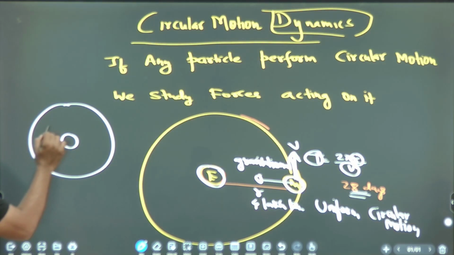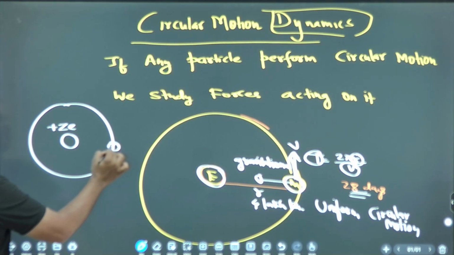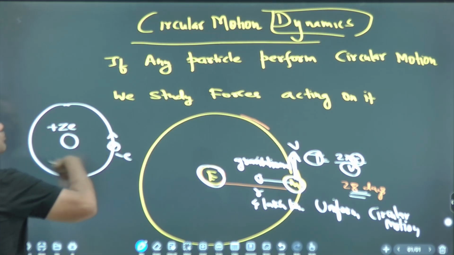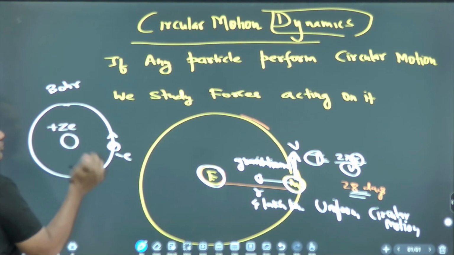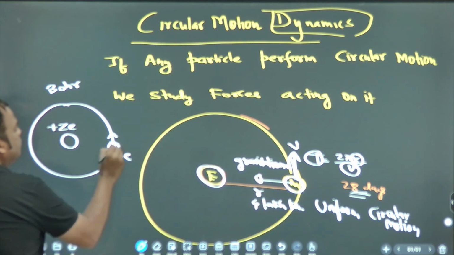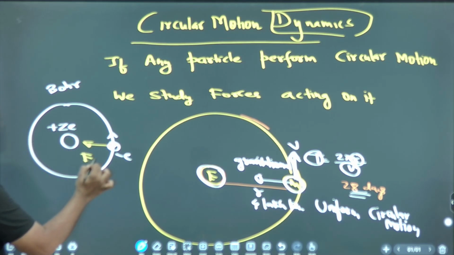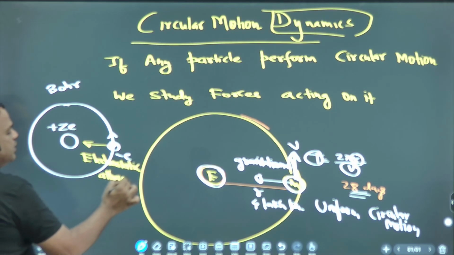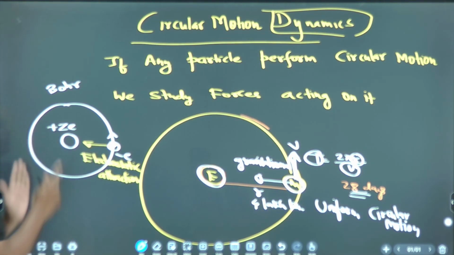Charge plus Ze, correct. Z is the atomic number, correct? And this is the electron. What is the charge on the electron? Minus e. Now this electron is performing circular motion according to Bohr, okay? So what force is acting? Electrostatic force of attraction, okay? So this is electrostatic attraction. The nucleus is positively charged, the electron is negatively charged, so the electron is attracted towards the nucleus.